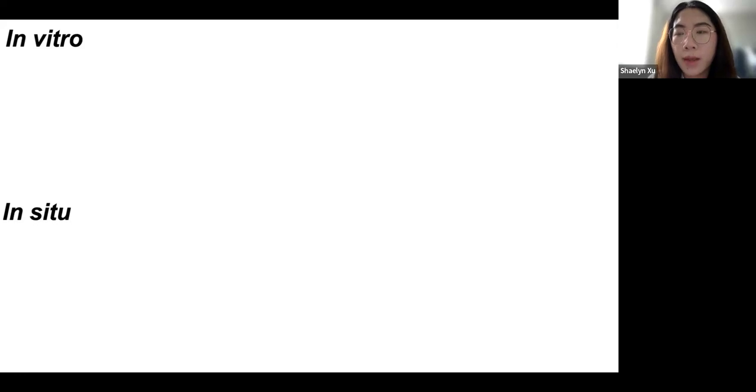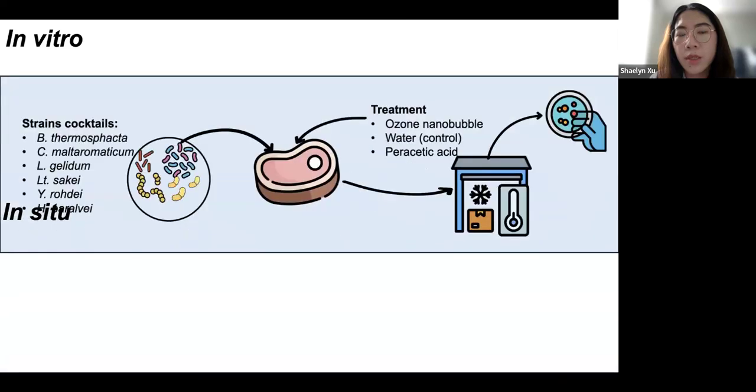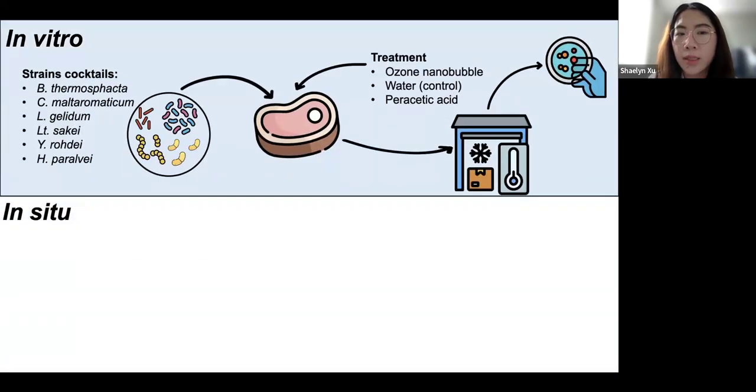With the help of a startup company from Austin, US, they helped us install two ozone nanobubble systems in both our labs as well as in the meat processing facilities in Alberta. In our lab, we inoculated strain cocktails, including spoilage microbes, for example, Brochothrix thermosphacta, Carnobacterium maltaromaticum, Leuconostoc, Lactobacillus sakei, as well as some Enterobacteriaceae like Yersinia and Hafnia.